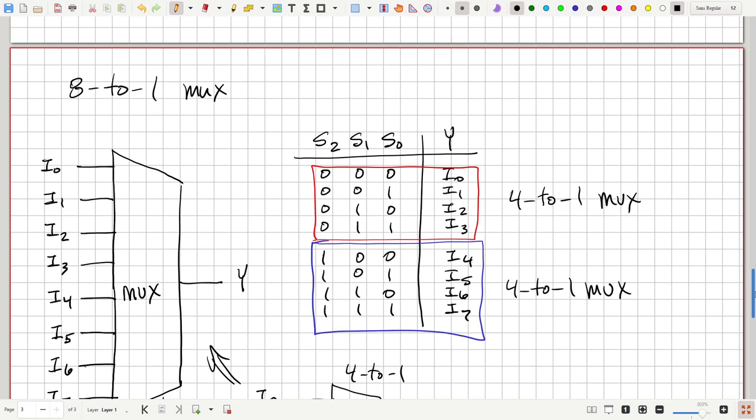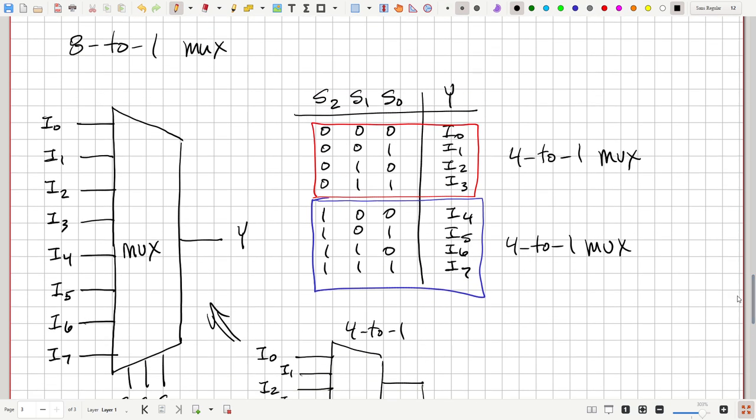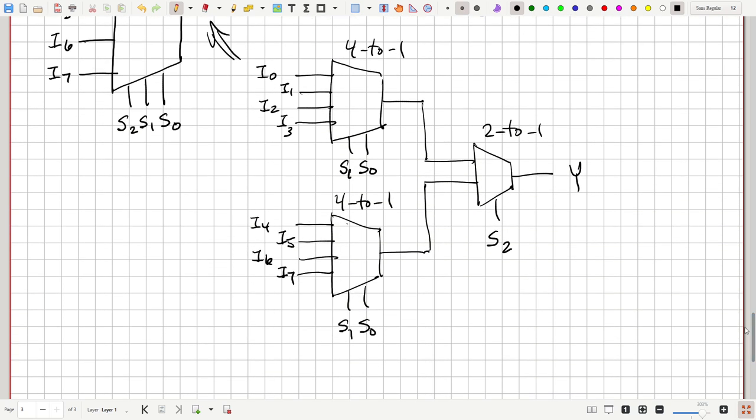We saw the same kind of idea when we were talking about encoders and decoders. Once we've got a small system, to make a bigger system, often instead of just going from first principles from scratch, we can just paste those smaller systems together to build a bigger system. Okay, so that allows us to very rapidly build an arbitrarily large multiplexer, and we can do the same thing, of course, with a demultiplexer.